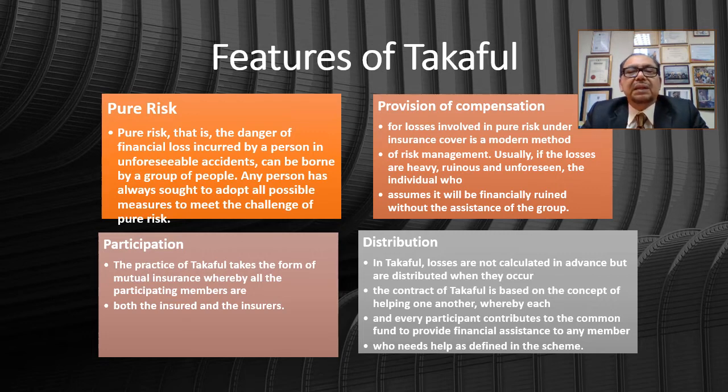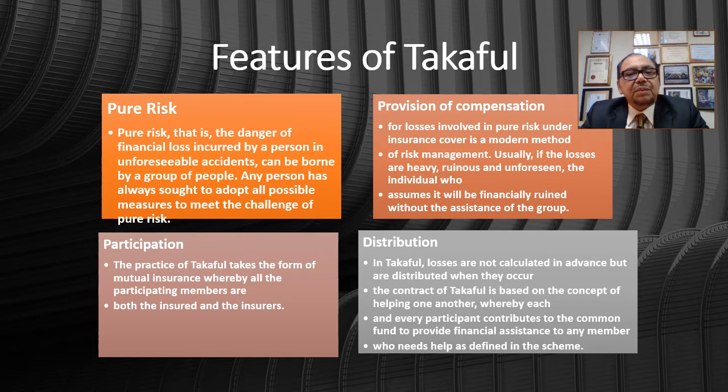For example, accident. Provision and compensation for losses involved in pure risk under insurance cover is a modern method of risk management, usually if the losses are heavy and ruinous. For example, your house got burned. So the money from all your contributions or premiums just now will be used to help the other person rebuild their house.